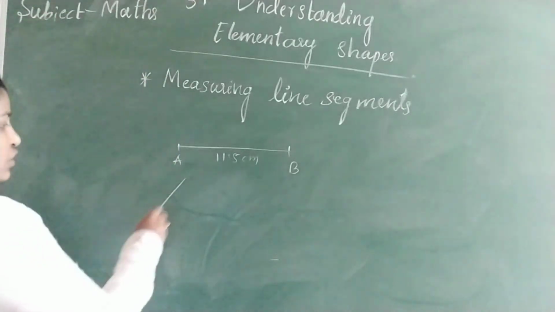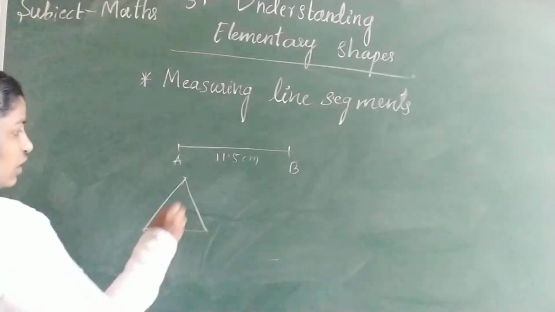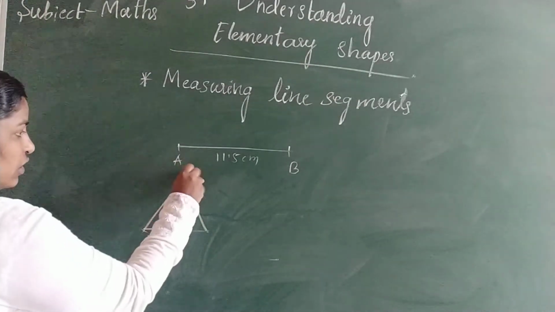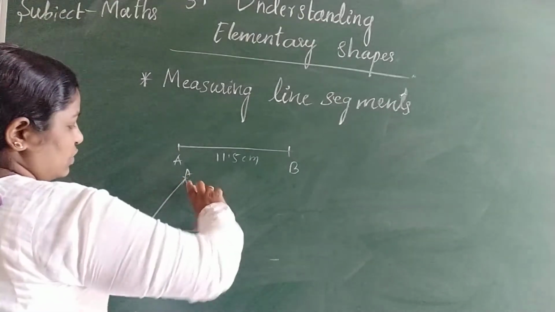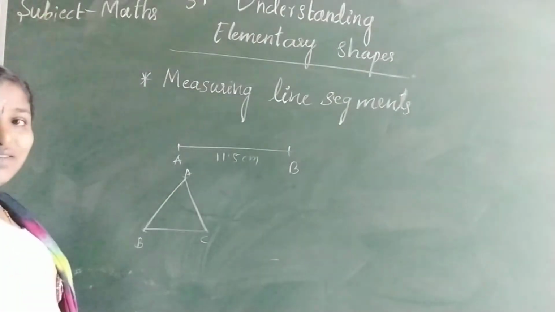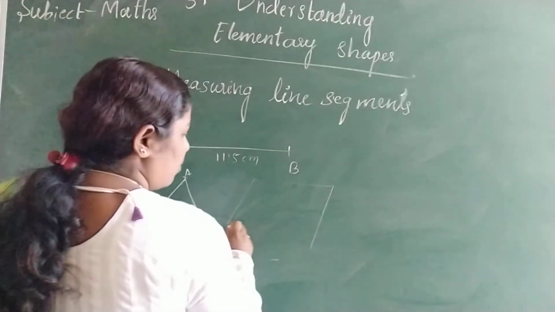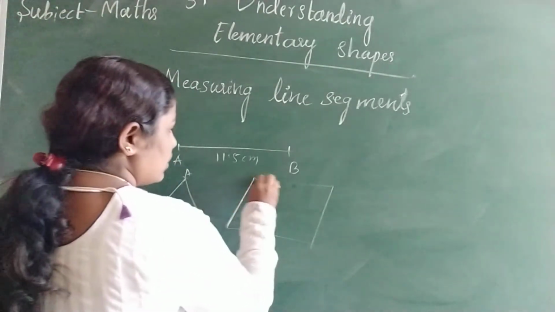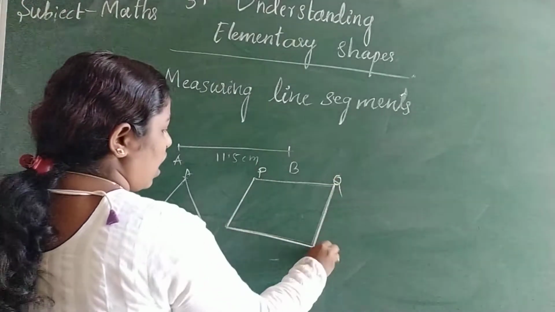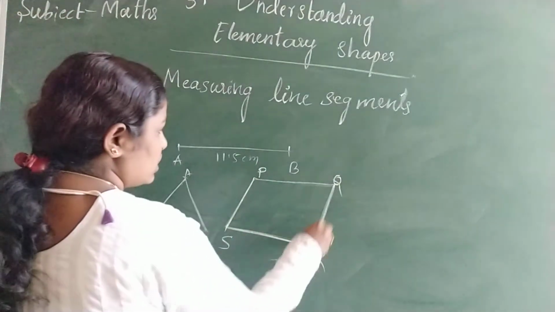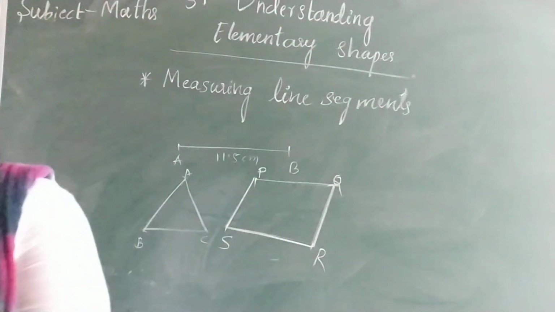See, a triangle is also having line segments. A triangle is made up of 3 line segments: AB, BC and CA. These measurements can we do? Yes, of course. And the quadrilateral is made up of 4 line segments, P, Q, R. Yes, so these are the line segments. These also can we measure. Let's see your textbook.